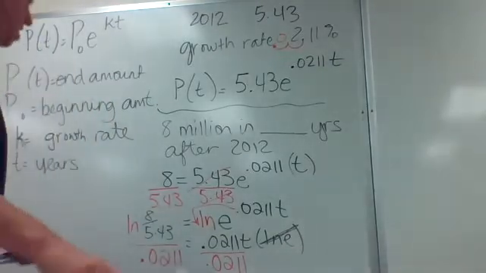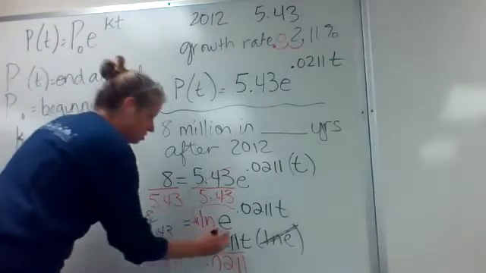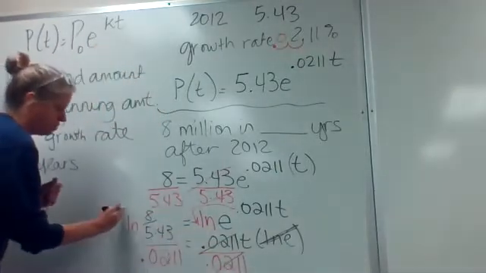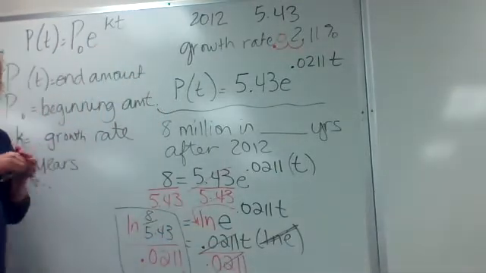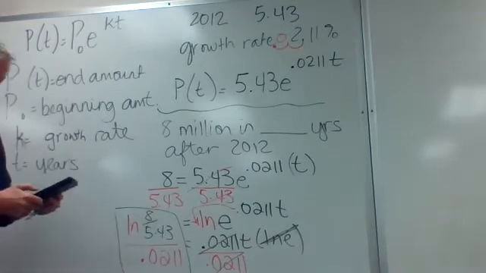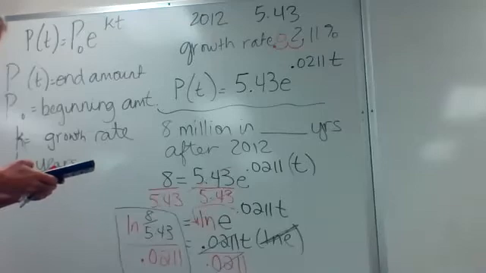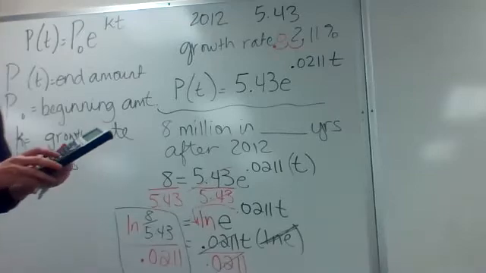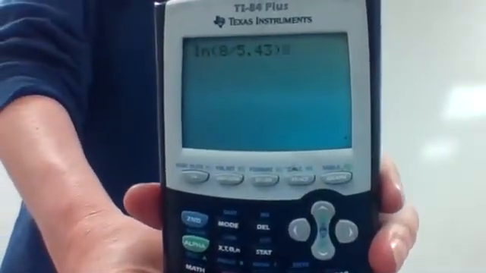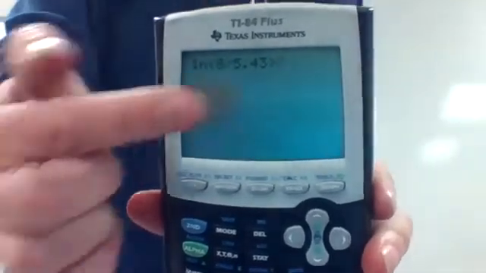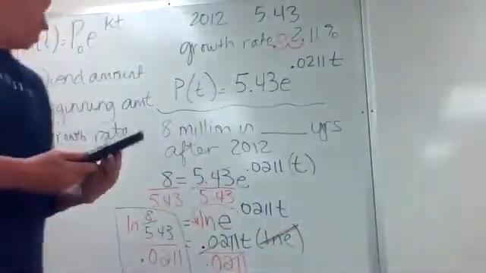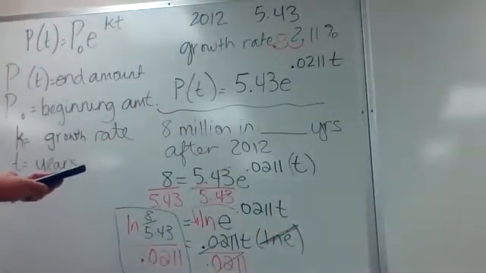So now the t will be by itself. So I just need to put all this right here in my calculator. So be careful how you put it in. You're going to do ln of 8 over 5.43. Then go ahead and close that. That's telling it that you're done typing in that. And then you're going to divide by 0.0211.